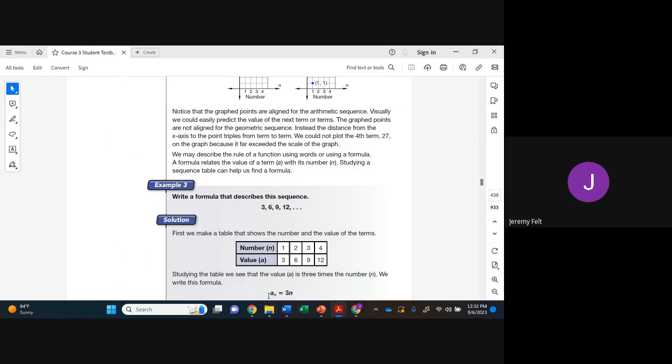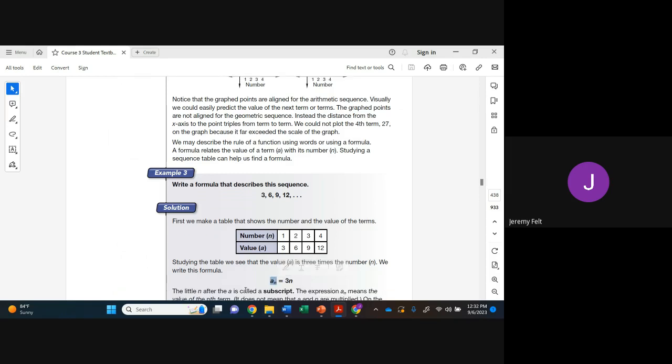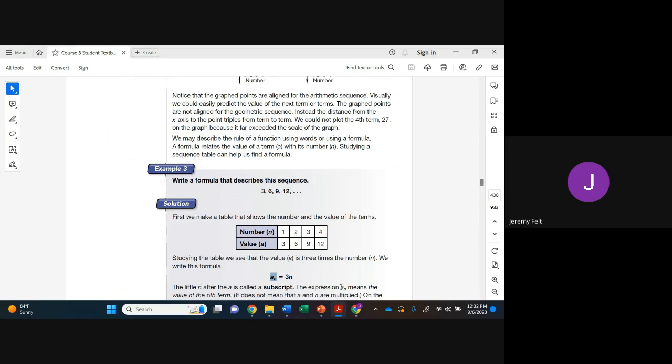This doesn't mean a times n. We would say a of n. The little n after the a is called the subscript. The expression a of n means the value of the nth term. So if we put a of 3, that doesn't mean our value times 3. That means where n equals 3, what is our value?